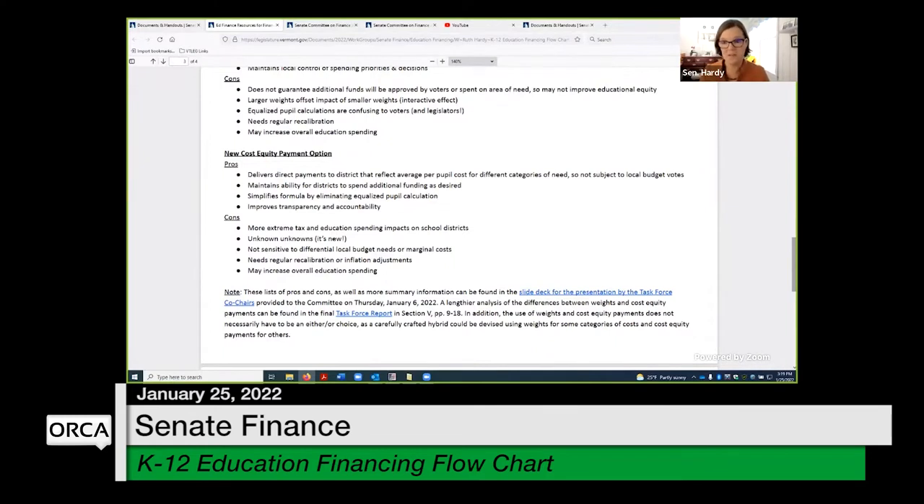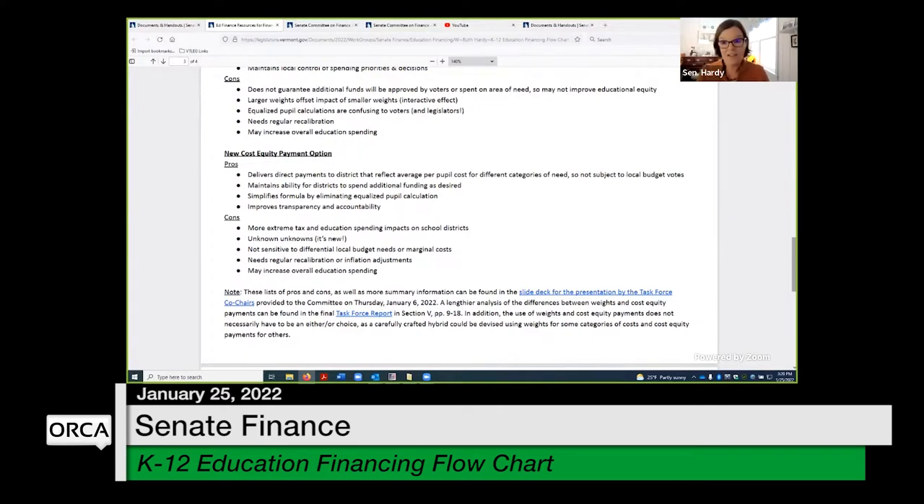Just like I said, they're confusing. In this case, if we made everything a cost equity payment, we would do away completely with equalized pupils, and we would just be using average daily membership, or ADM, which is more or less the actual headcount of students in a school building on a certain day. There is a little bit of tweaking for state placed students, but it's a much simpler thing to understand than equalized pupils. So in that sense, and because the payments are direct, it improves accountability and transparency. These people know what the money is for and why.